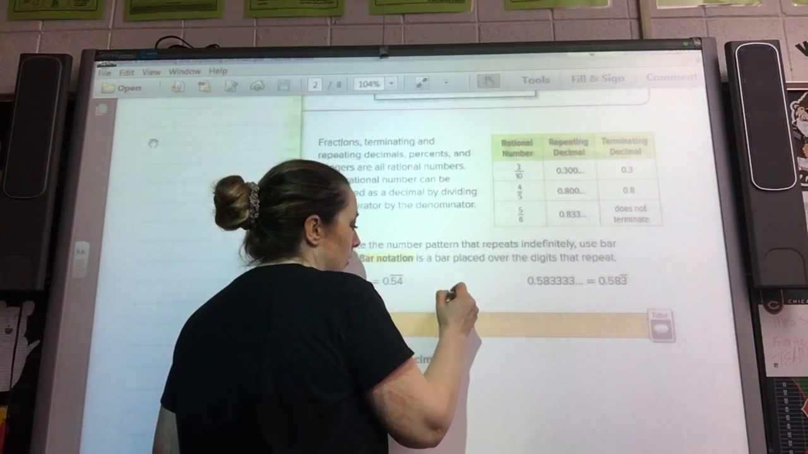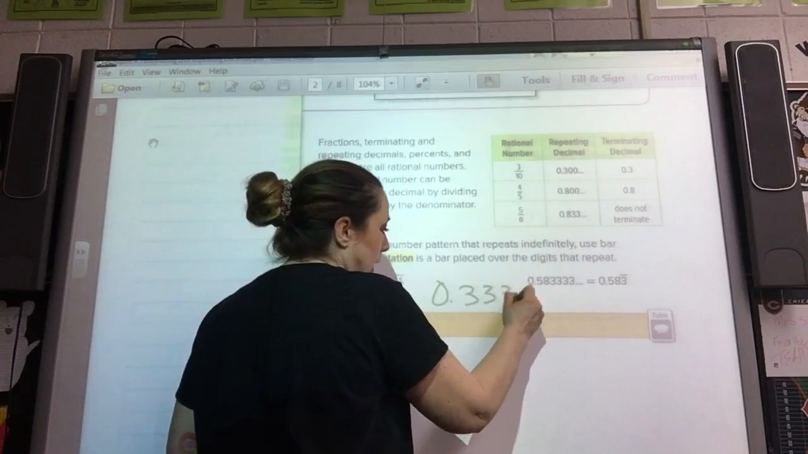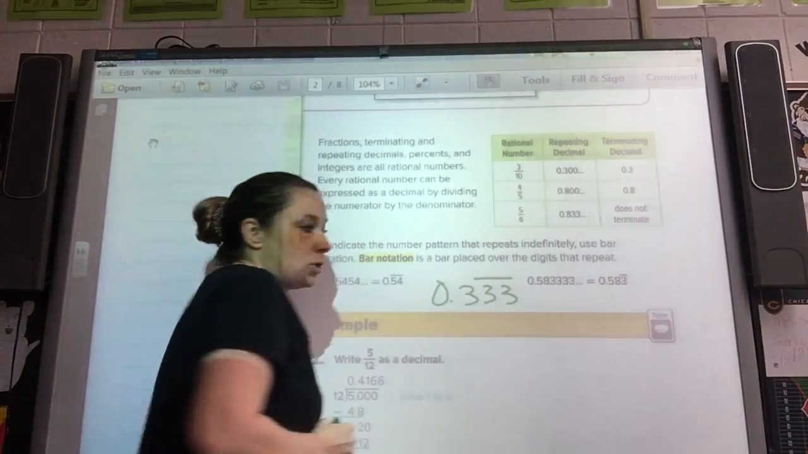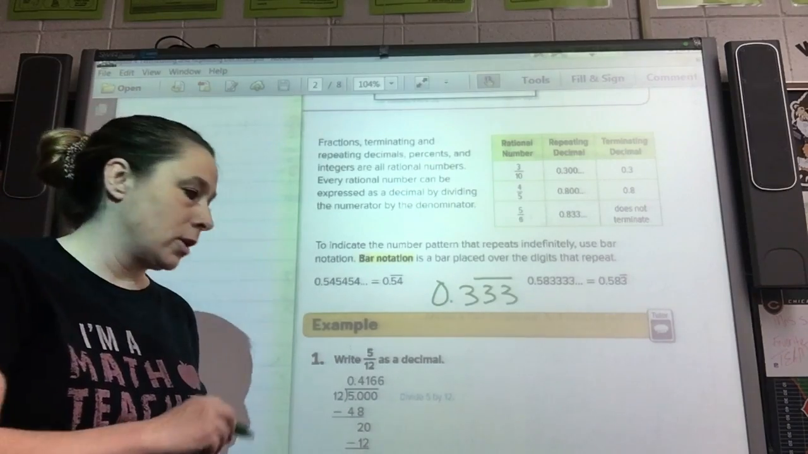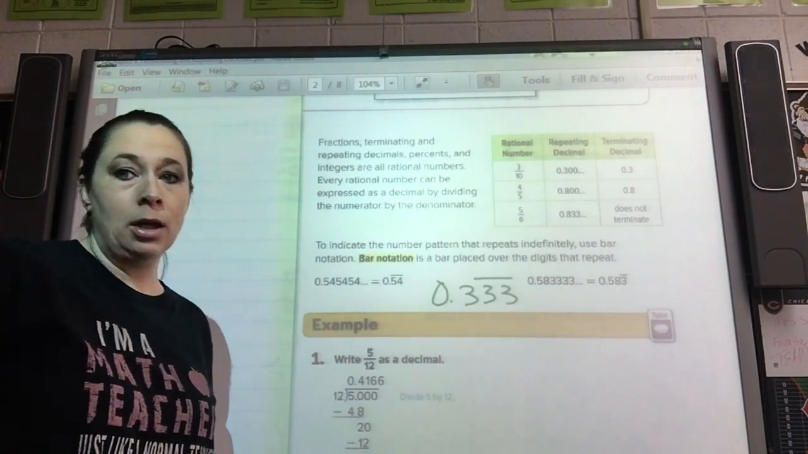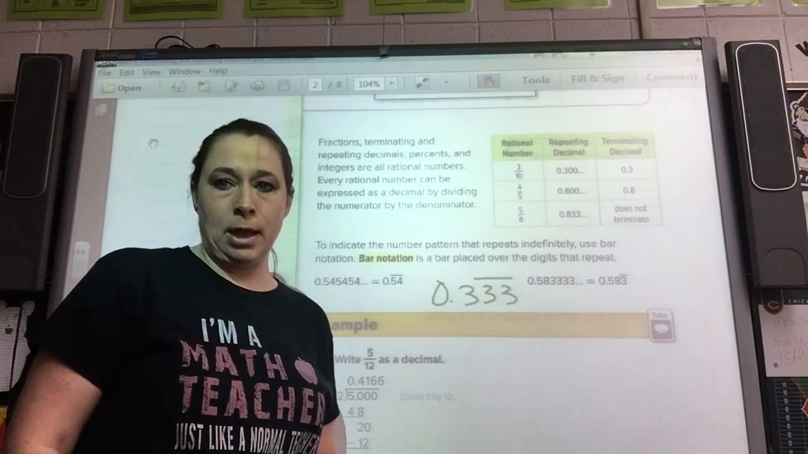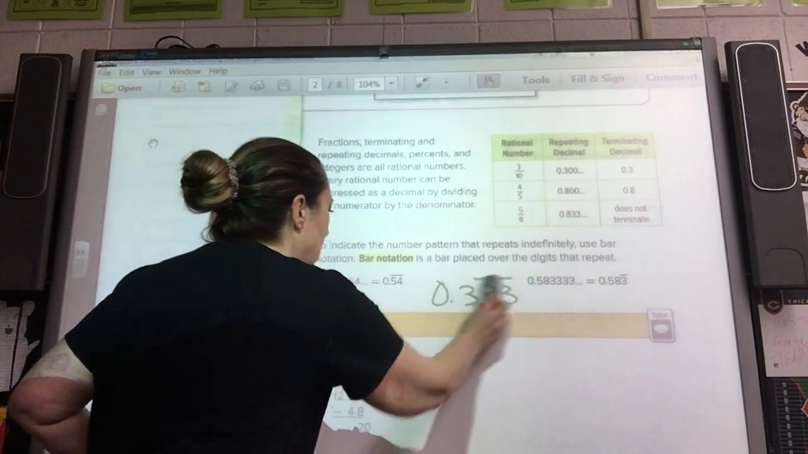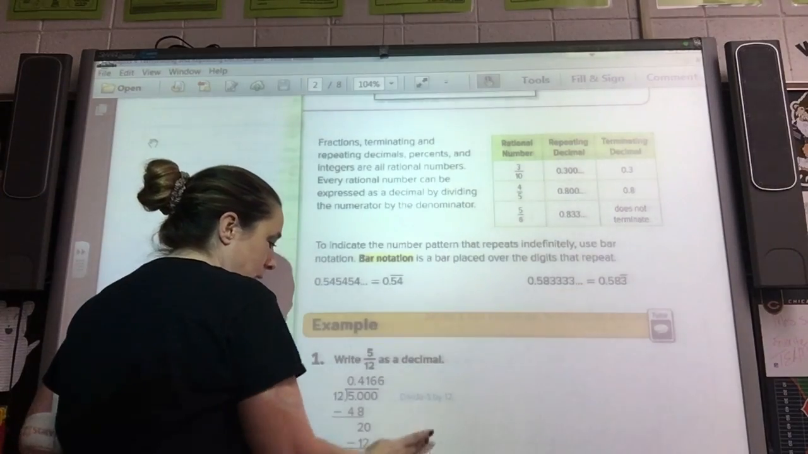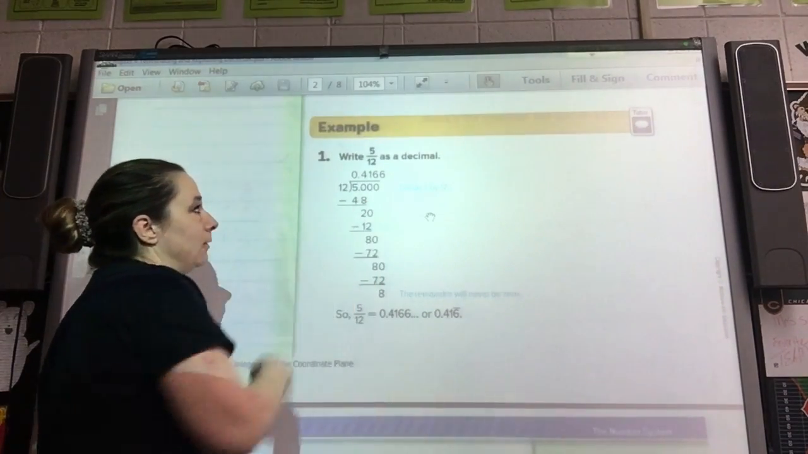So if I have 0.333, and it just keeps going, if you put a straight bar over the top of it, that lets you know that that's a repeating decimal. It's just going to keep going forever. You can divide all day long, and it's still going to come up with 3s as a remainder. All right? So when we do this, down below, it gives us an example of them dividing.